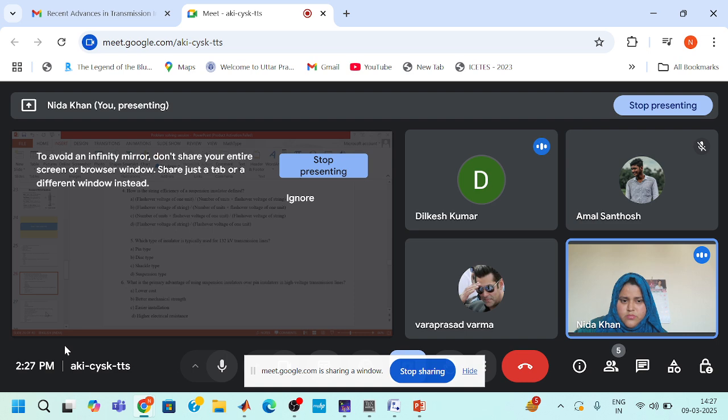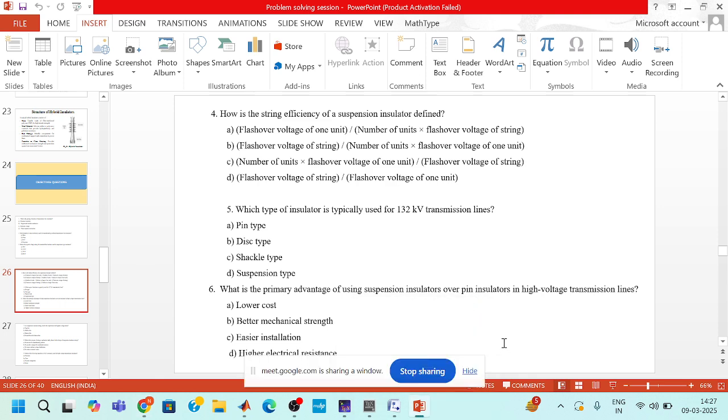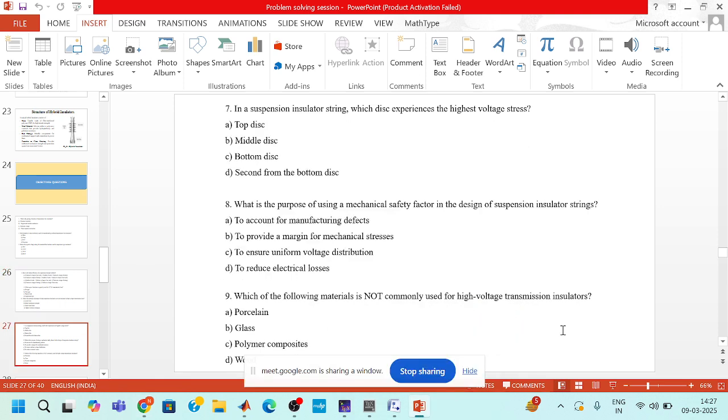B, better mechanical strength. Okay, so the correct option is that suspension type insulators provide better mechanical strength as compared to pin type insulators. Option B is the correct answer.